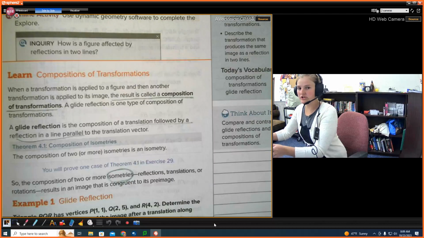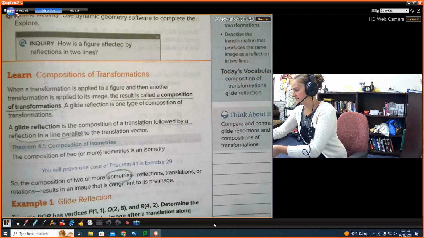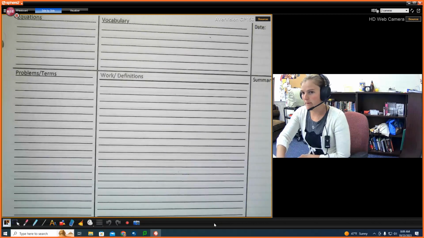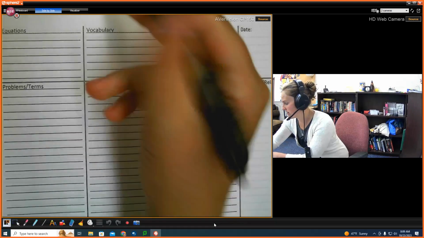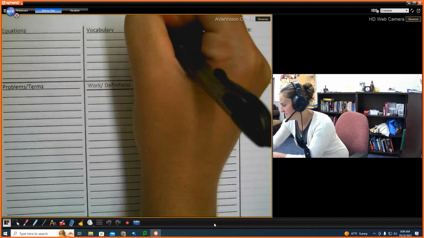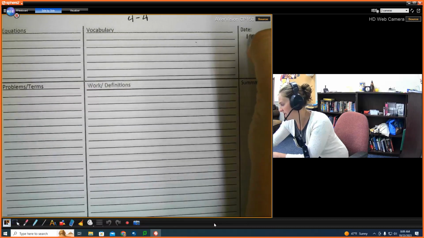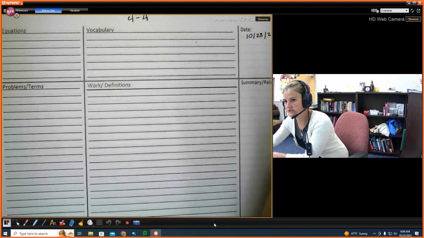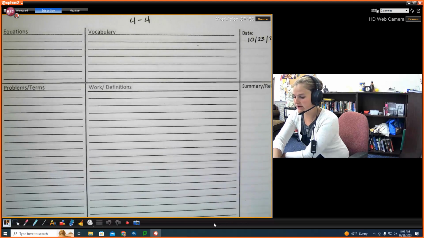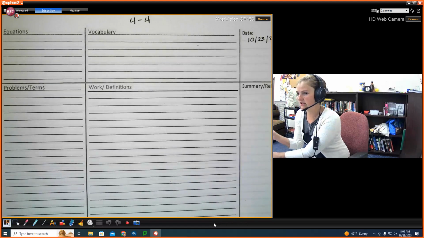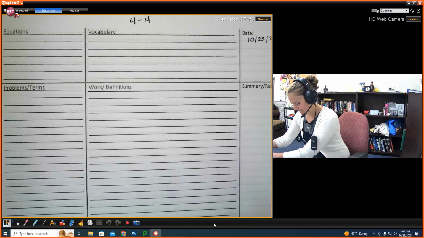Okay, so we're going to write composition of isometries in our vocabulary. So remember at the top, write which notes this is. This is 4-4. Today is the 23rd, so 10/23/23 goes in on our date. Okay, and then our vocabulary goes in green, so make sure you switch colors before you do that.